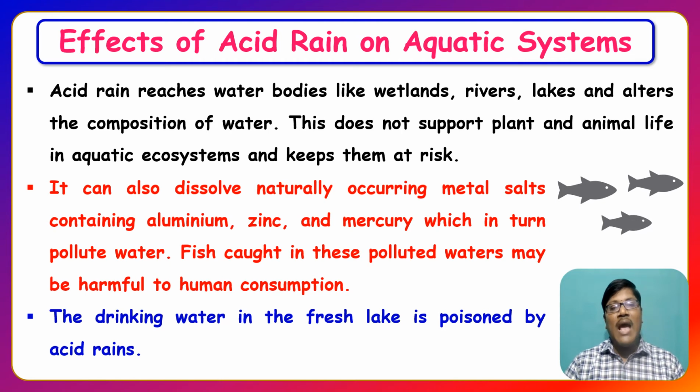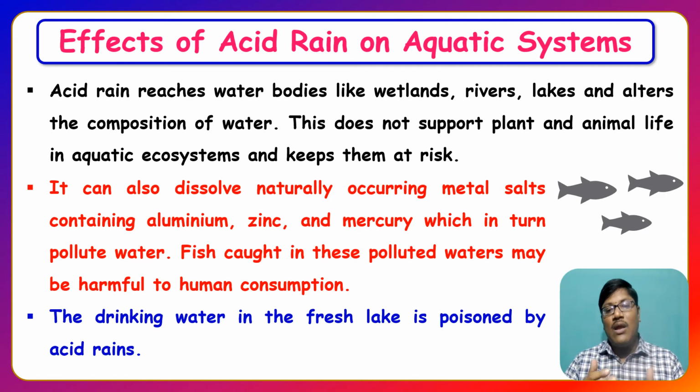Effects of acid rain on aquatic systems. As acid rain flows as groundwater and reaches water bodies like wetlands, rivers, and lakes, this definitely alters the composition of water. That means the water will become acidic. This does not support plant and animal life in the aquatic ecosystem and keeps them at risk.